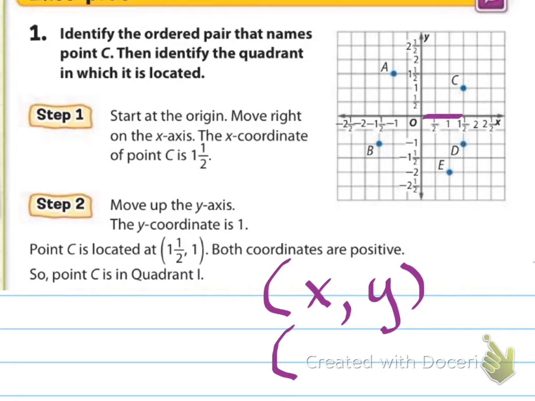So over here, I'm going to go to the x, and that's at 1.5, however you want to write it. Then if we go up, we see that that correlates to the 1 on the y-axis. So we have 1.5 comma 1 is the point for C.